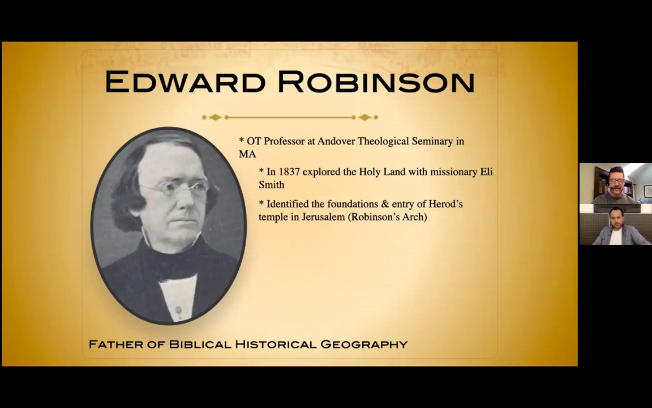And also the remains of an archway that led into the Temple Mount.